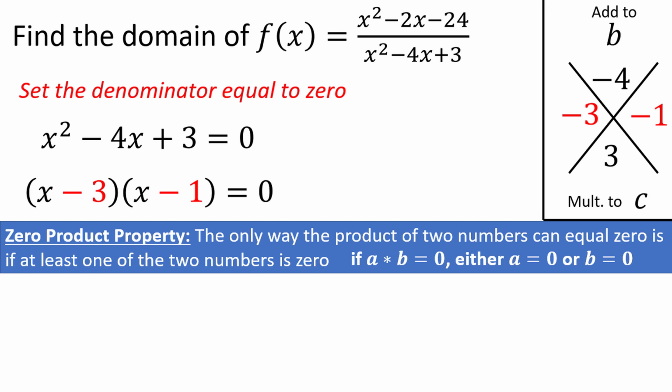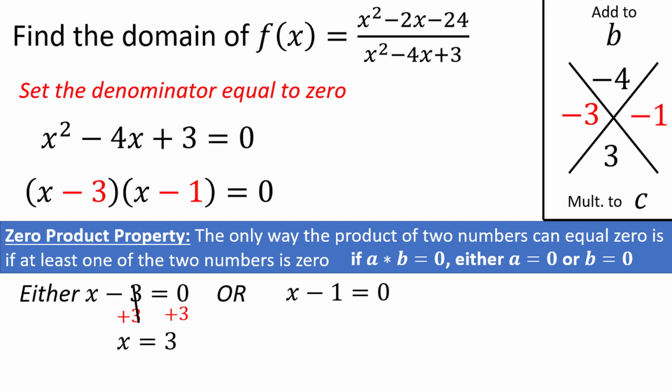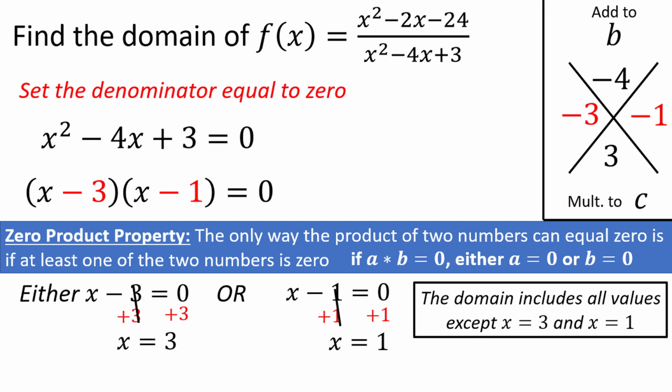In this case, we have x minus 3 times x minus 1 all set to 0. The only way this can be true is if either x minus 3 or x minus 1 is equal to 0. If x minus 3 is equal to 0, then that must mean that x is equal to 3. If x minus 1 is equal to 0, then that must mean that x is equal to positive 1. Therefore, the two values for which our function is undefined and which are excluded from the domain are x equals 3 and x is equal to 1.